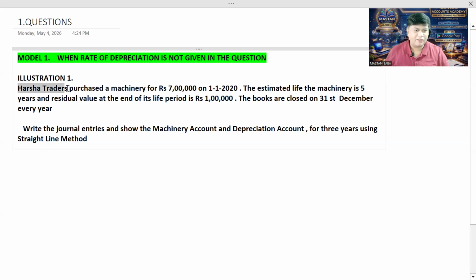Harsha Traders purchased a machinery for 7 lakh. So the value of the asset is how much here? 7 lakh. And the date of purchase is 1/1/2020. What is the estimated life? The life is estimated at 5 years. And the residual value at the end of its life is 1 lakh rupees. And the books are closed on 31st December every year.